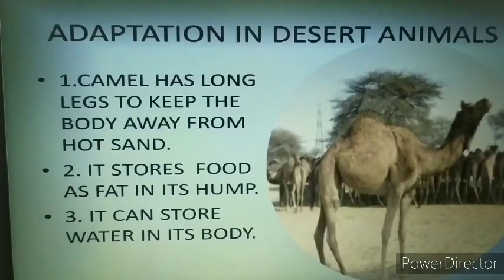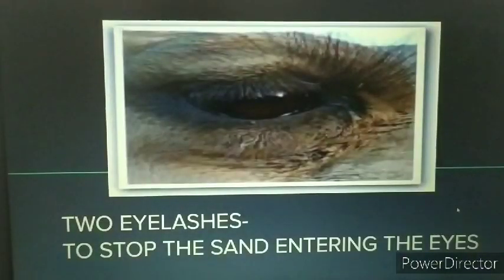And also it can store water in its body. That is its special character, that it can store water in its body. Now let's see the different adaptations which a camel has to survive in its habitat. The first adaptation is the two rows of eyelashes. As you can see in the module, the camel has two rows of eyelashes.